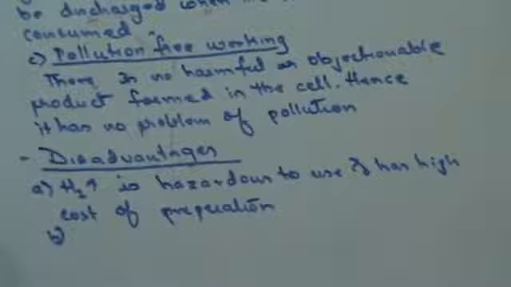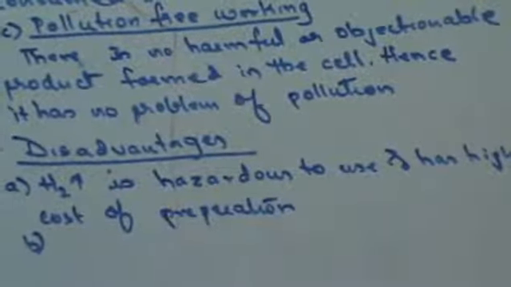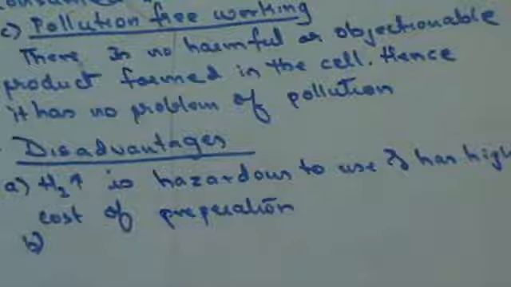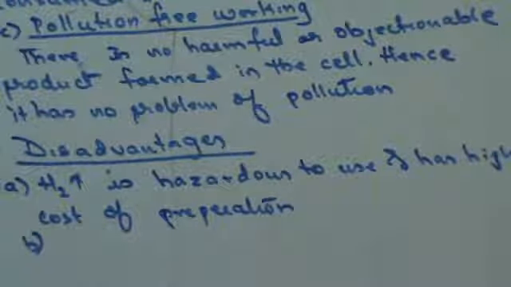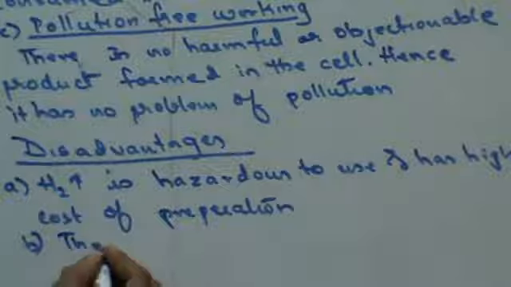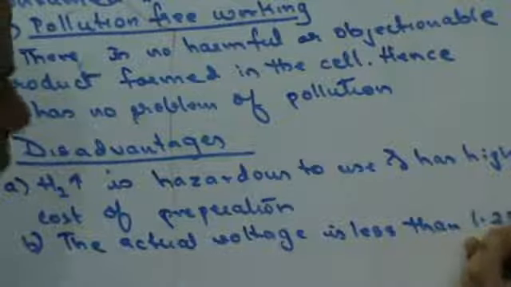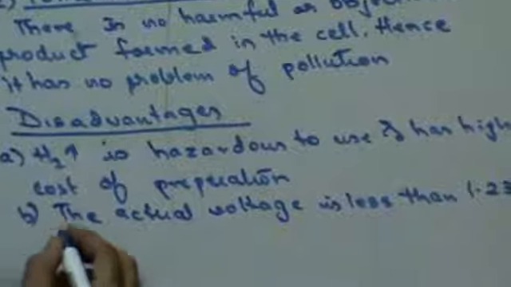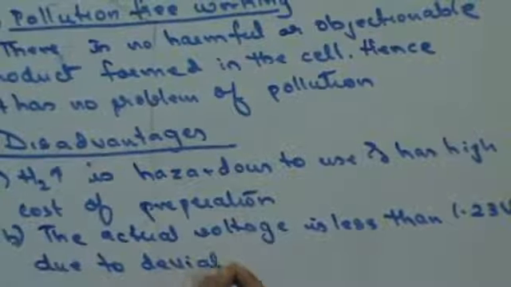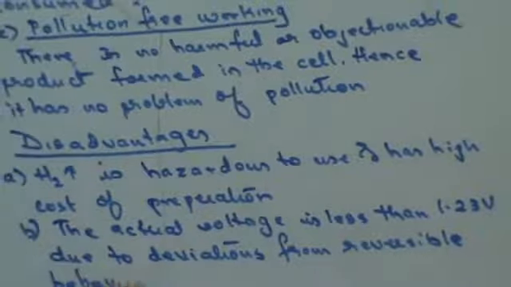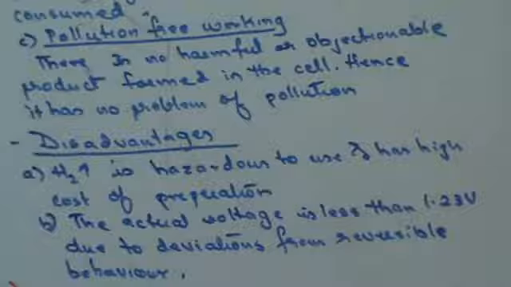Second, the actual voltage. Theoretically, the voltage that should be developed in a fuel cell is 1.23 volts, but there is always a deviation in the behavior of the fuel cell. The actual voltage that is produced in a fuel cell is less than 1.23 volts, due to deviations from reversible behavior, where water could get converted back into hydrogen and oxygen. So those are the disadvantages of a fuel cell.